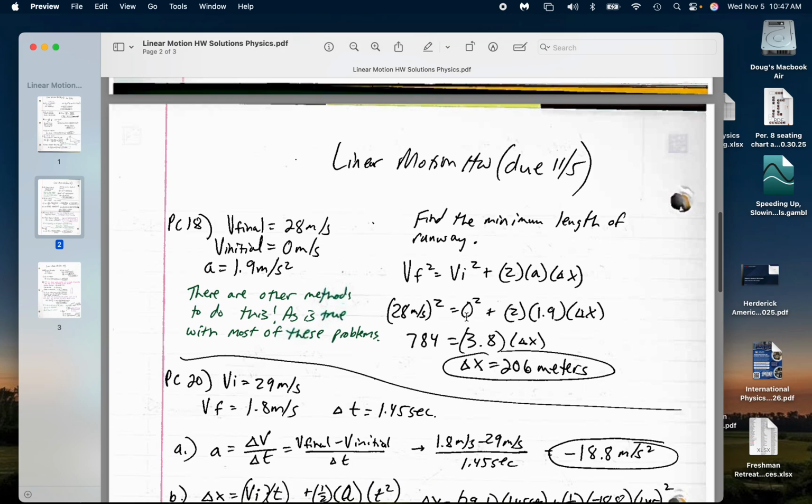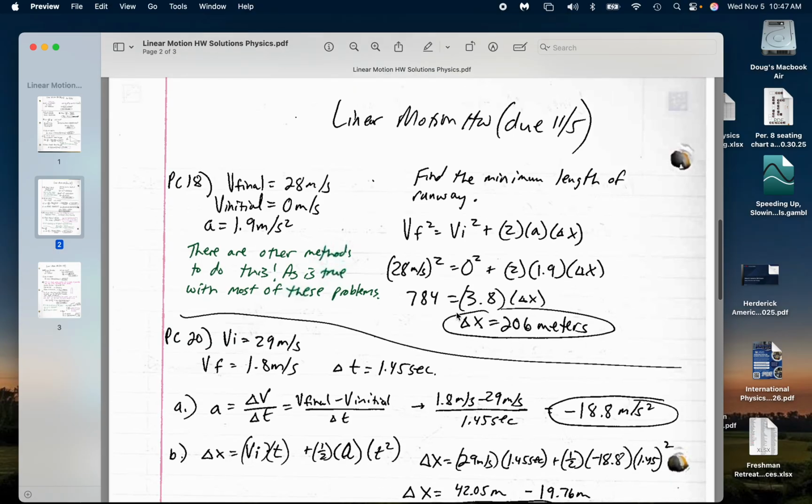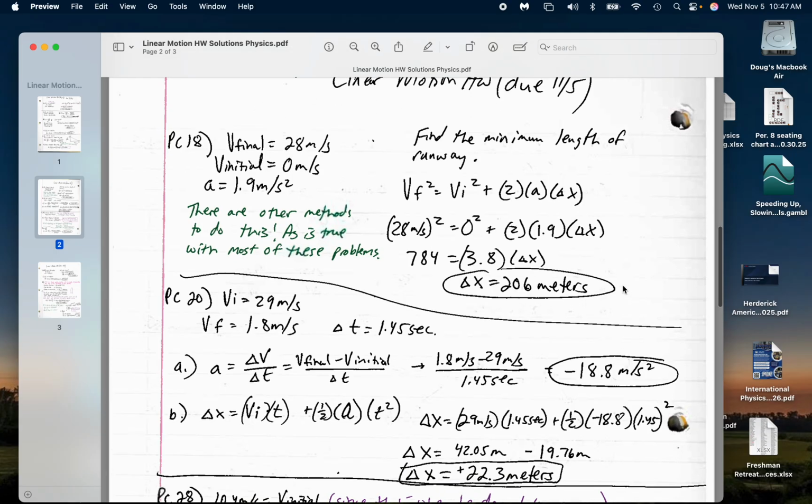So I got 28 squared equals 0 squared plus 2 times 1.9 times delta x. So 784 equals 3.8 delta x. That comes out to 206 meters. That's very short. That's about 650, 700 feet. But for a very small plane, that's reasonable. For a large plane, like a jet airliner, you'd take about 5,000 feet.